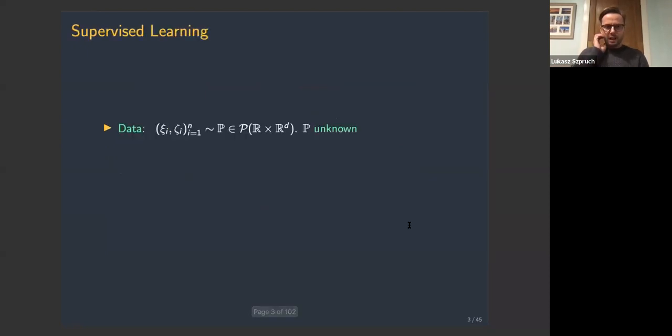So I want to start with a bit of fun. Why are we excited about machine learning? Why are we all excited about deep learning? So just the setup: typically, the way that deep neural networks are being used is in the context of supervised learning.